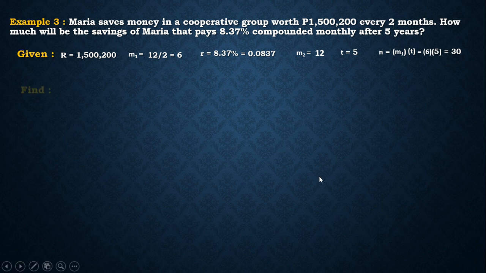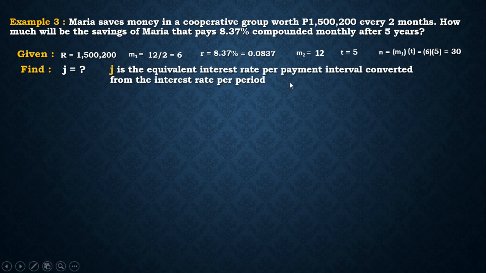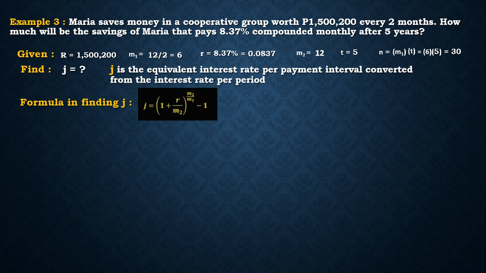Next step natin, we have to find for the value of J. J is the equivalent interest rate per payment interval converted from the interest rate per period. So, dapat ang interest rate per payment interval ay magkakapareho sa interest rate per period. That's why ang J ay malaking bahagi ng formula. The formula in finding J is equal to the quantity of 1 plus R divided by M sub 2 raised to the exponent of M sub 2 divided by M sub 1 minus 1.